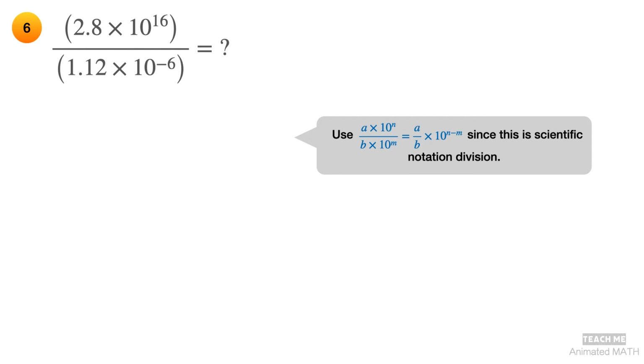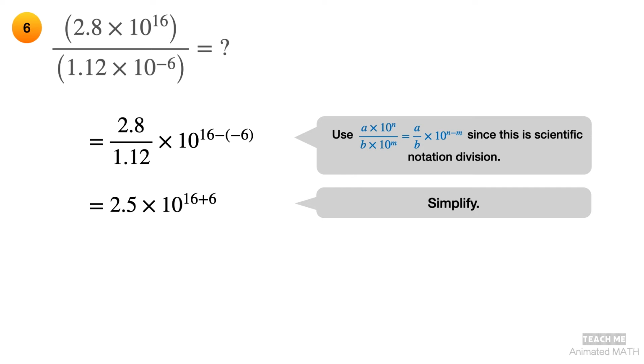This is another worksheet item that uses the scientific notation division formula. Perform division for the coefficients and subtraction for the exponents. Be careful with subtraction though, because the exponent from the denominator is negative. 2.8 divided by 1.12 is 2.5, and 16 minus negative 6 is 16 plus 6. This will give you a final answer of 2.5 times 10 to the 22nd power.